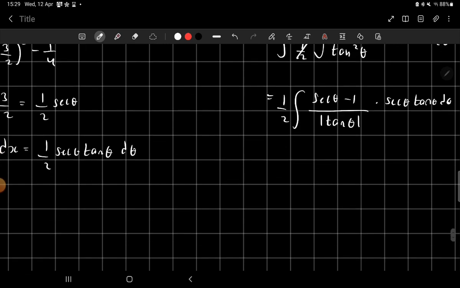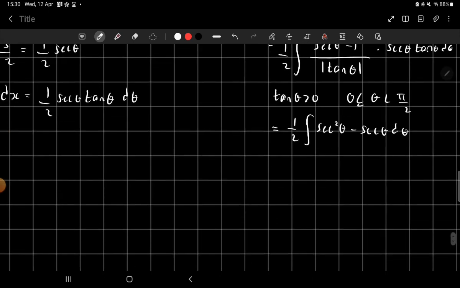Now, to get rid of the absolute value, we have to restrict the domain for theta itself. And we know that tangent theta will be larger than 0 if the value of theta is between 0 inclusive up until pi over 2. You can't include pi over 2. If you include pi over 2, then, well, it's not defined on the graph itself.